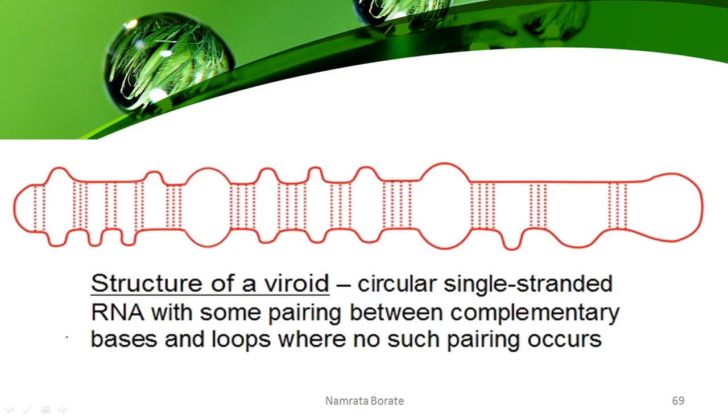This image indicates the structure of viroids. It's a circular, single-stranded RNA with some pairing. You can see in some regions there is a pairing phenomenon, that is the pairing of complementary bases. But in the loop region, there is an absence of pairing.